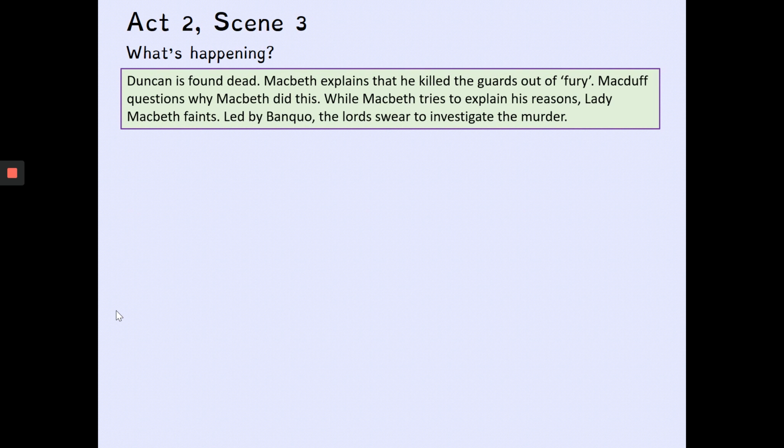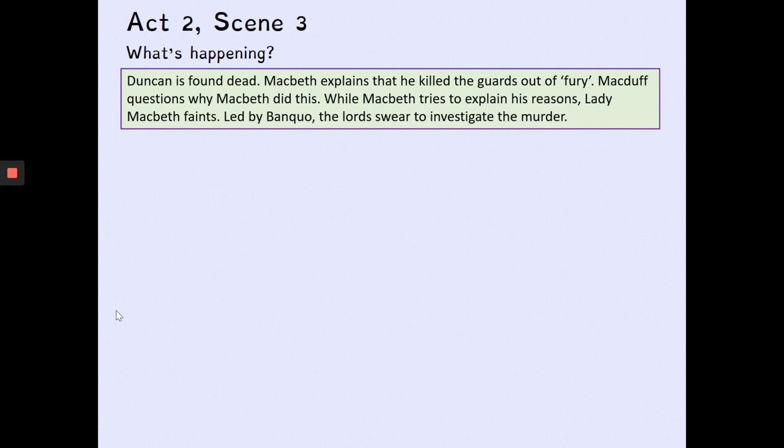So, Duncan is found dead. Macbeth explains that he killed the guards out of fury, and this is all part of his cover-up plan. Macduff questions why Macbeth did this, so there's already some doubt from another morally good person, Macduff, who, of course, if you've read your scene summaries, we know ends up being the one to kill Macbeth.